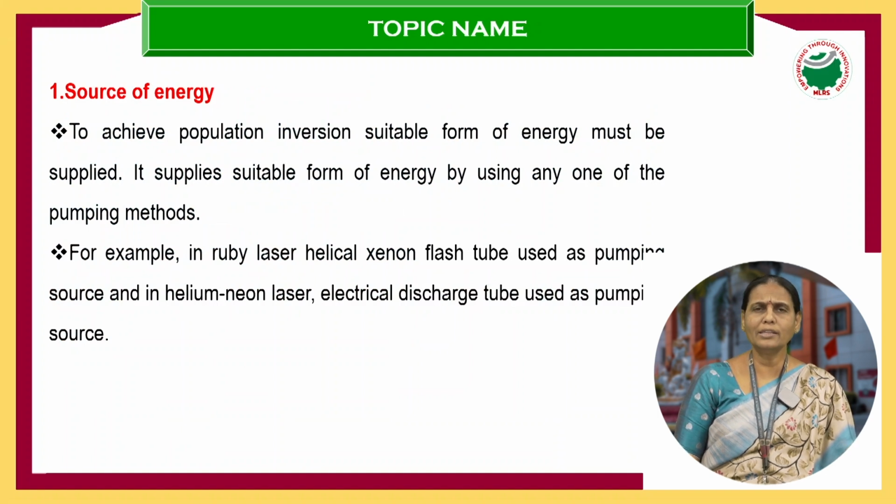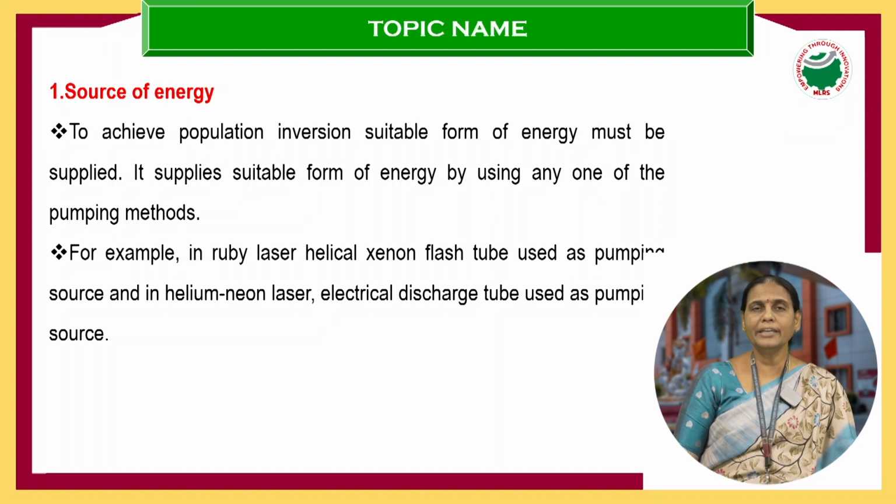Now in order to make the lower energy state atoms get excited to higher energy state, we need to supply some energy. For different types of lasers, we use different pumping mechanisms. So this pumping mechanism is the basic thing which provides the energy for the lower energy state atoms. So to achieve population inversion, suitable form of energy must be supplied. So it supplies form of energy by using any one of the pumping mechanisms.